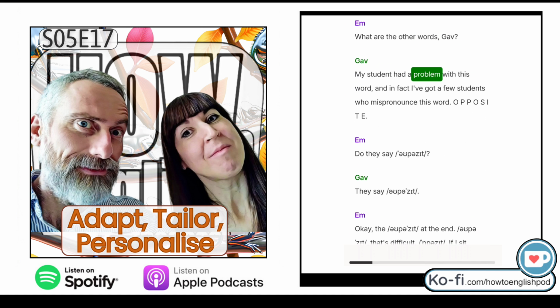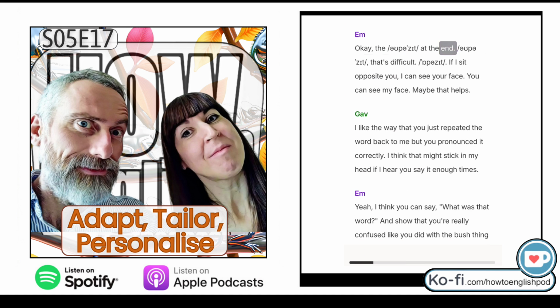My student had a problem with this word, and in fact, I've got a few students who mispronounce this word. O-P-P-O-S-I-T-E. Do they say opposite? They say opposite. Okay, the opposite at the end. Opposite. That's difficult. Opposite. If I sit opposite you, I can see your face. You can see my face.